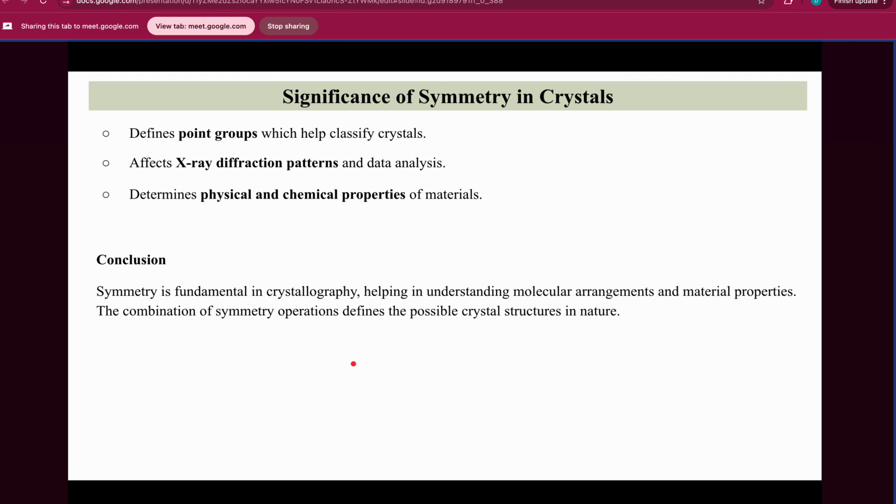So in order to conclude, symmetry is fundamental in crystallography, which helps in understanding the molecular arrangement and properties of molecules. The combination of symmetry operations defines the possible crystal structures in nature.